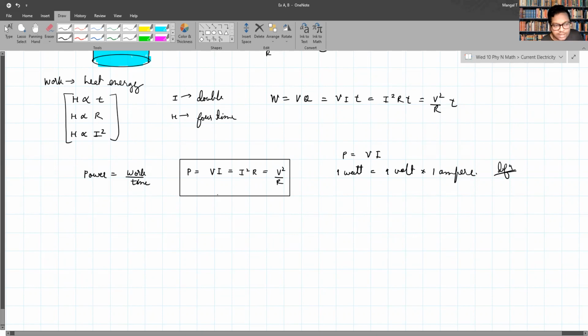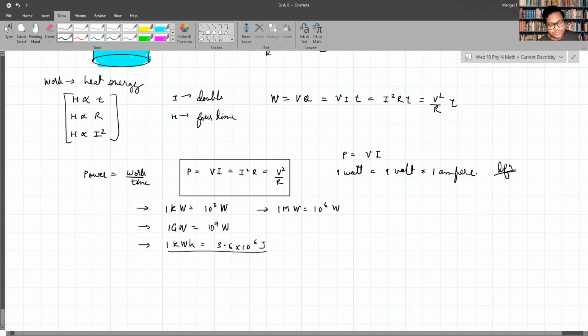Don't miss that part. And a few things which we have done earlier in the work energy chapter will get repeated over here. 1 kilowatt is 1,000 watt. 1 megawatt is 10 to the power 6 watt. 1 gigawatt will be 10 to the power 9 watt. Then 1 kilowatt hour is 3.6 into 10 to the power 6 joules. This is an important relation.